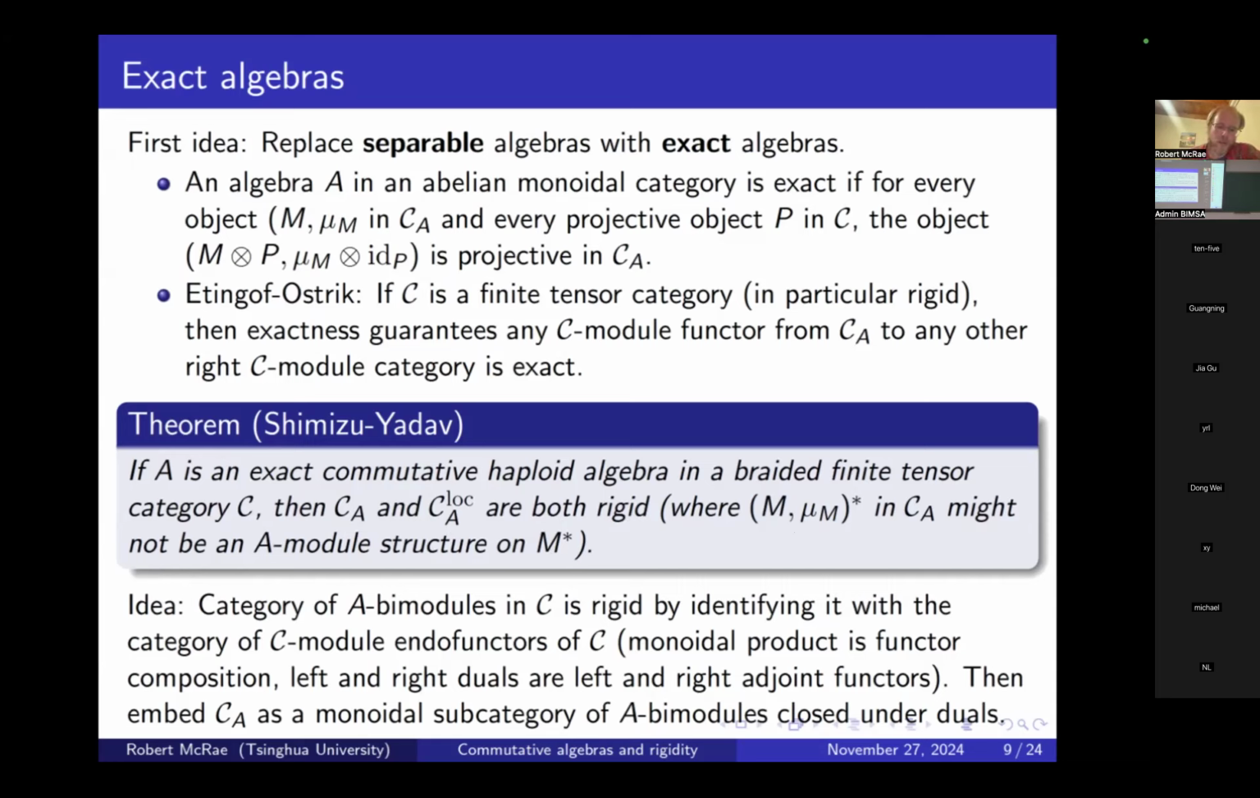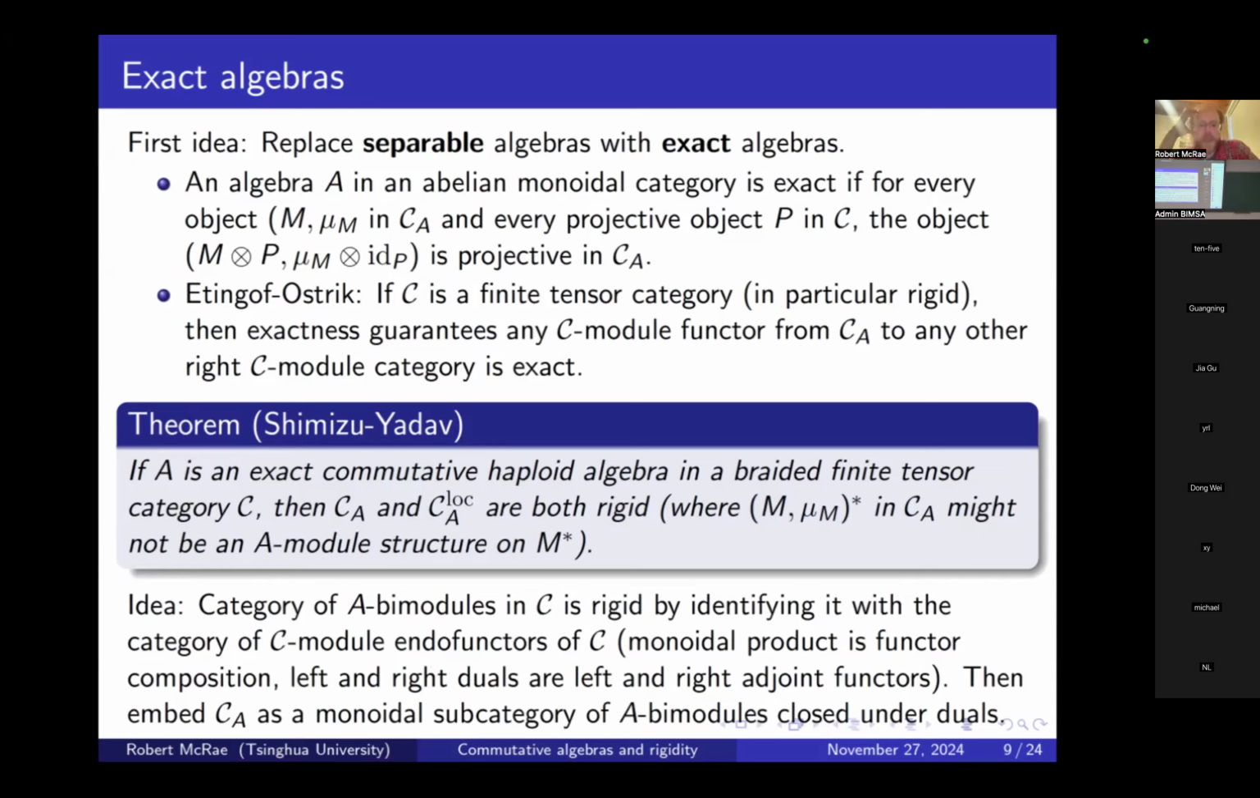So how do you prove such a result as this? Well, the basic idea is that you want to think about the category of A bimodules. You want to identify A bimodules with the category of C module endofunctors of C. So this is a category of functors where the monoidal product is functor composition, and duals are given by left and right adjoint functors. So that is going to be equivalent to the category of A bimodules in this exact algebra setting.